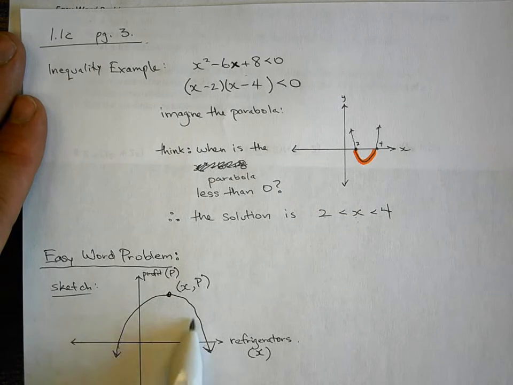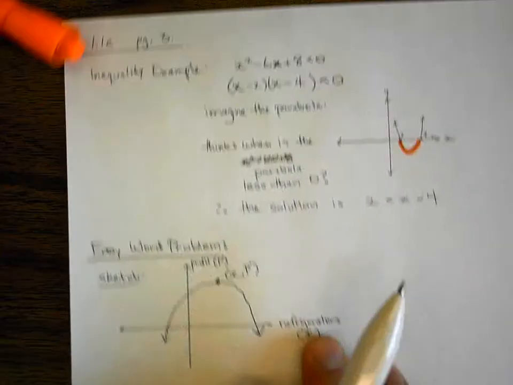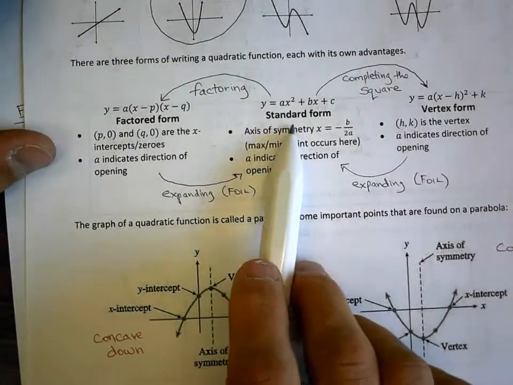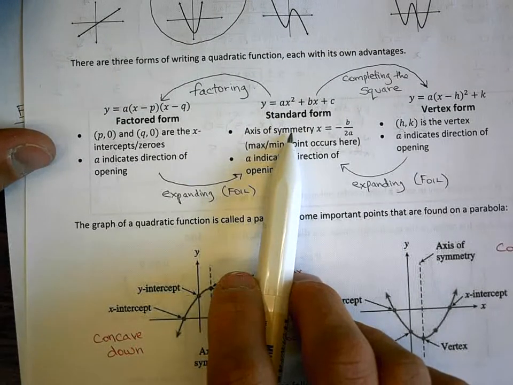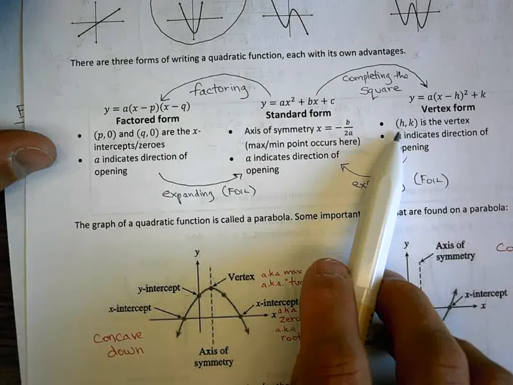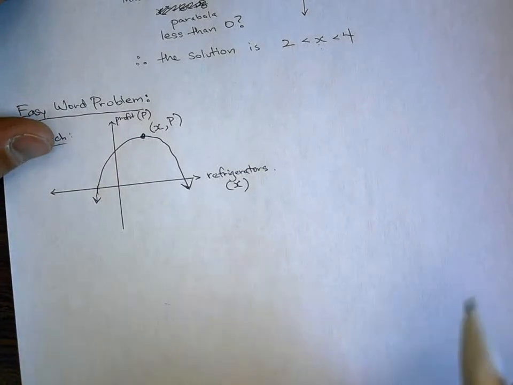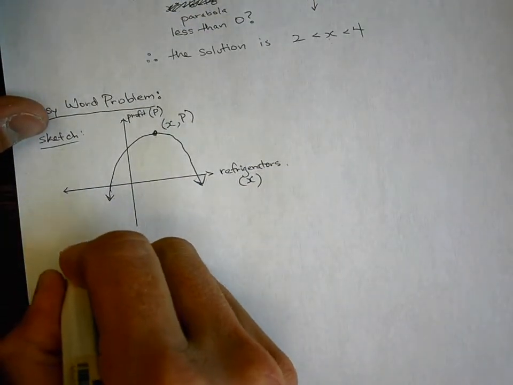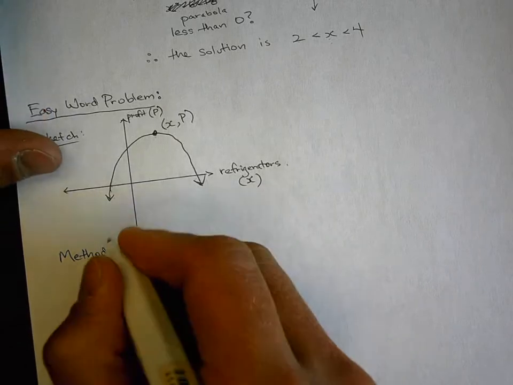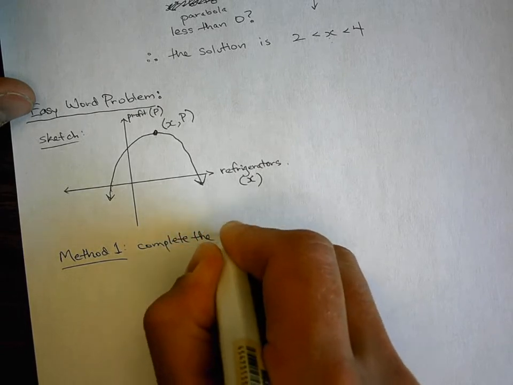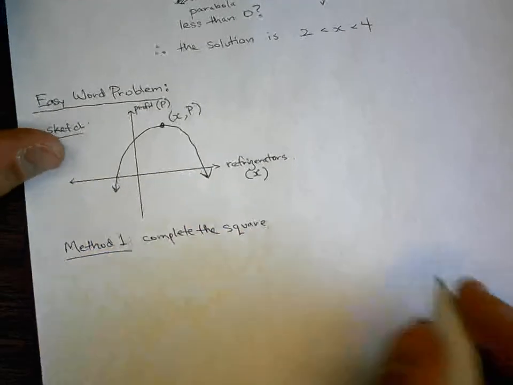Okay, so how do I figure out this point? Well, this is a vertex point. So essentially what I'm asking you to do, if we go back to my roadmap here, is that I've given you standard form, which isn't very useful, and I'm asking you for the vertex. So what you could do is find vertex form by completing the square. I'm going to call that method 1: complete the square. In other words, find vertex form.